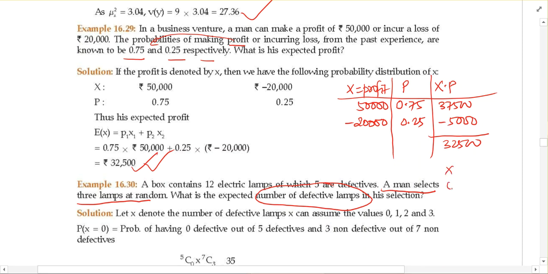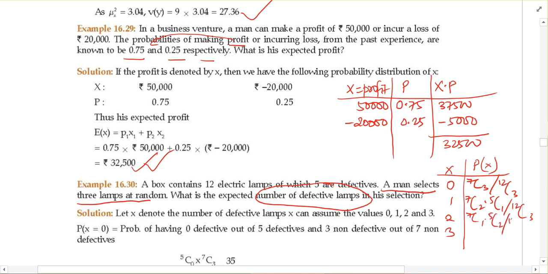So defective lamps can be 0, 1, 2 or 3, maximum 3. Because he selected 3 lamps, the defective lamps cannot be more than 3 and cannot be less than 0, cannot be decimal also. Now px. No defective means all 3 lamps are selected from the 7 good lamps. So 7C3 by 12C3. This is the probability. Now 7C2 into 5C1 by 12C3. 7C1 into 5C2 by 12C3. All three defectives 5C3 by 12C3.